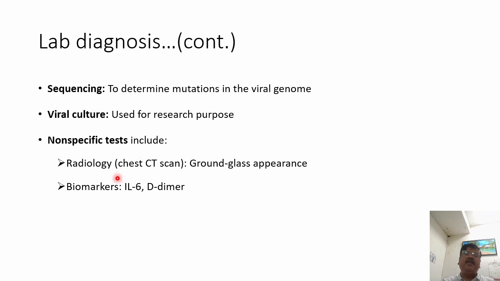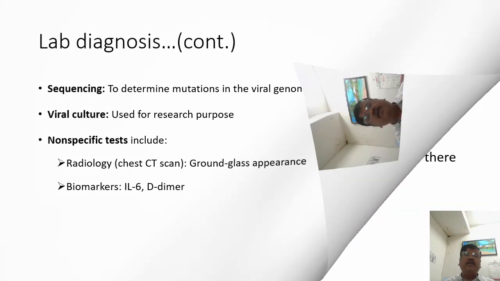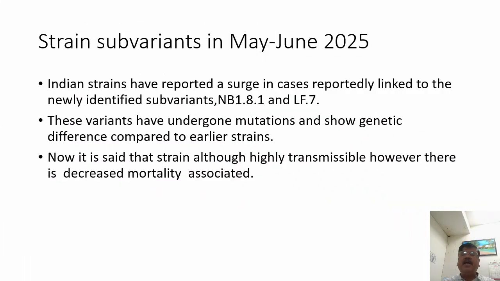Then non-specific tests, as all of you know: clinically and radiologically, you can go for a chest X-ray, where a ground glass appearance is seen. Then biomarkers, interleukin 6, D-dimer, can be used for detection. But these are indirect tests. So now this is the last line.